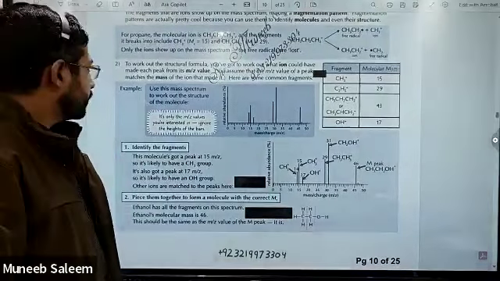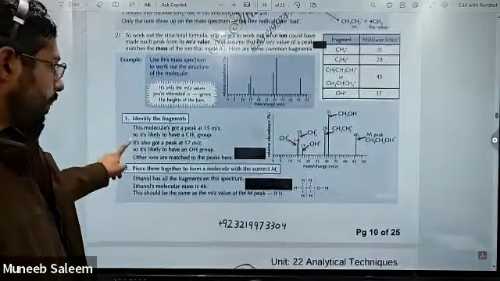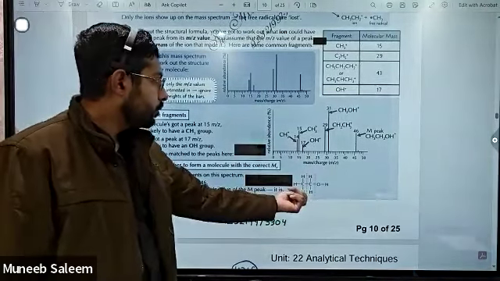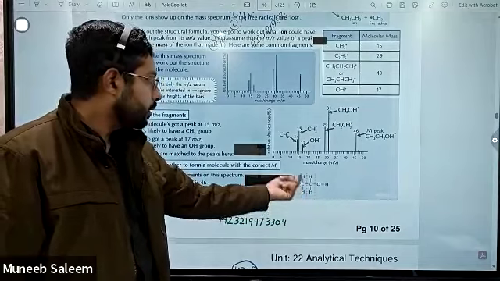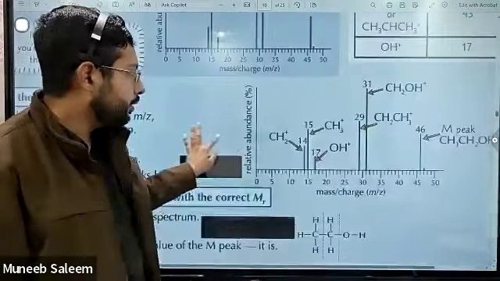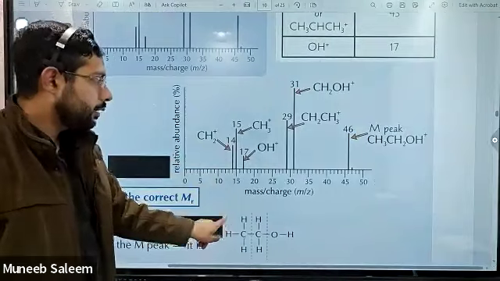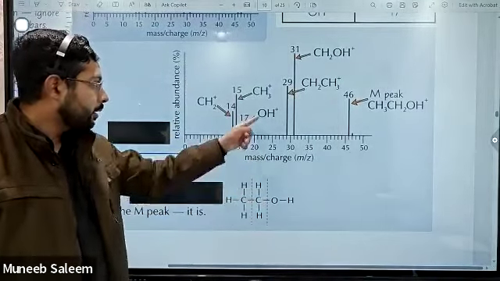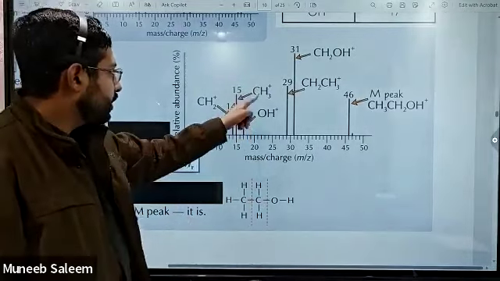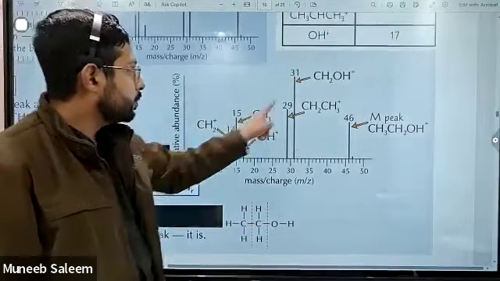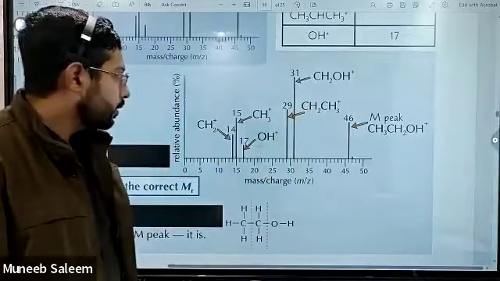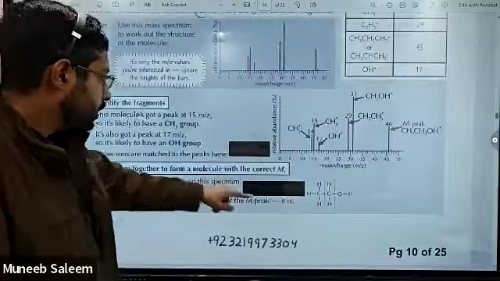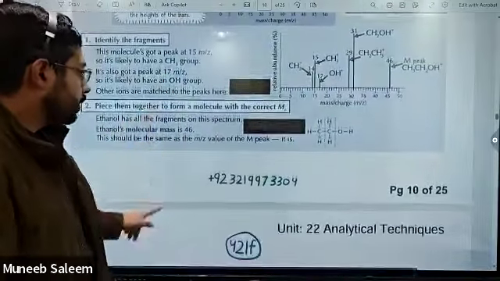Now this graph is of ethanol. Some peaks are shown here for ethanol, and you can find which fragment is produced by cleaving at different points. So you have the peak for OH, the peak for CH3, the peak for CH2, the peak for CH2OH, and in the same way, these are different peaks for which the cleavages are done in the case of ethanol.